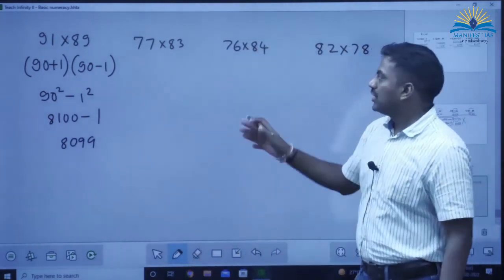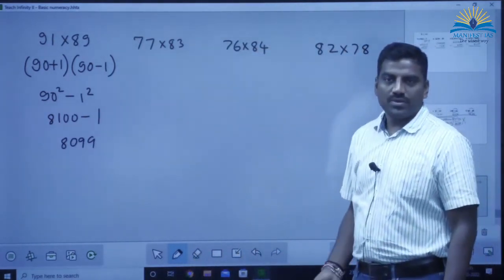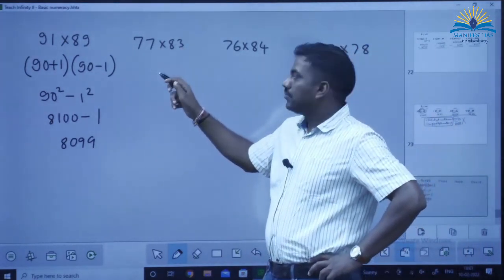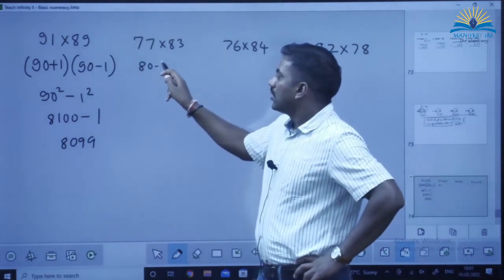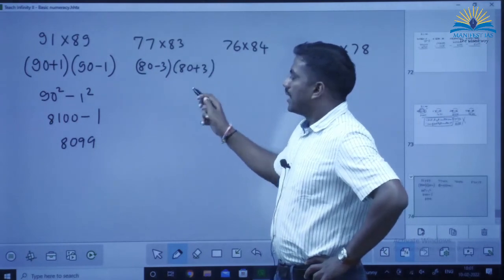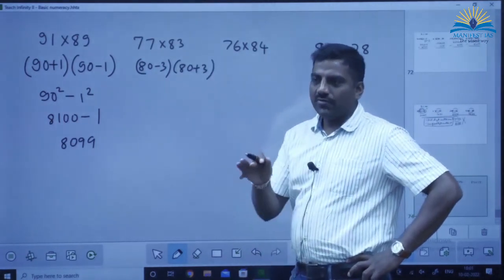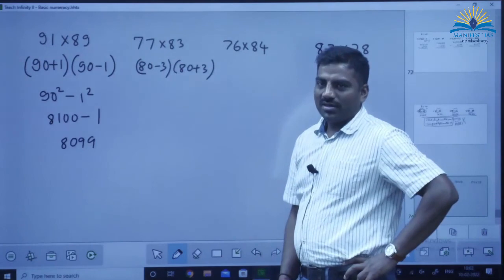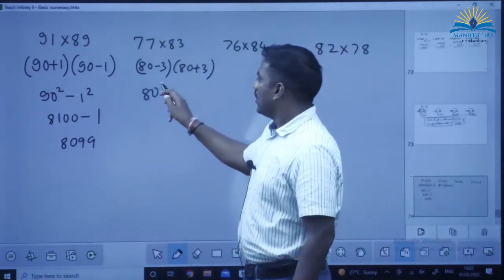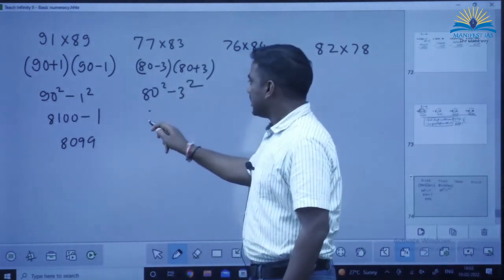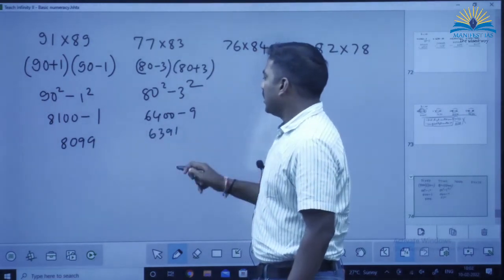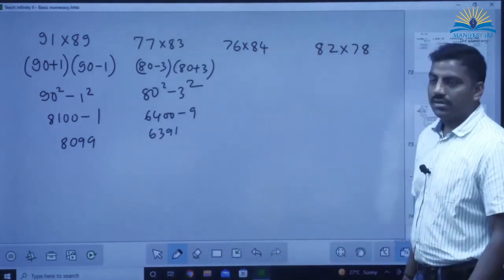Can we do the same thing with these three also? How can we express 77 and 83? A minus B, A plus B. Formula remains the same, though we interchange A plus B and A minus B. So 80 square minus 3 square. 6400 minus 9. 6391. Fine.